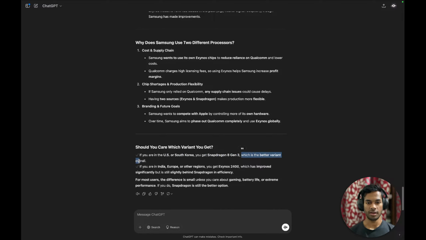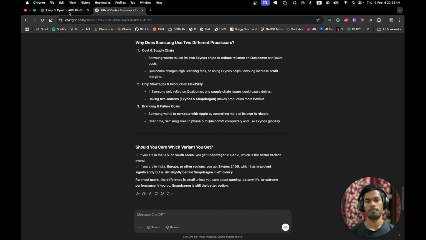Which is a better variant. If you buy in US or South Korea, you get a better variant with a Snapdragon 8 chip. If you are in India, Europe, or other regions of the world, you get Exynos 2400, which is improved significantly but is slightly behind Snapdragon in efficiency. For most users, the difference is small unless you care about gaming, battery life, or extreme performance. If you do, Snapdragon is still the better option.